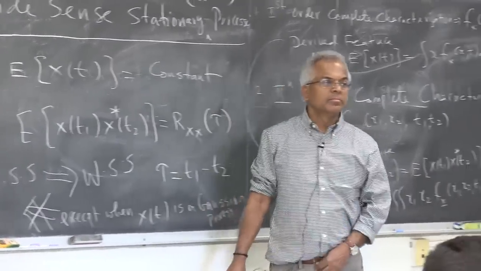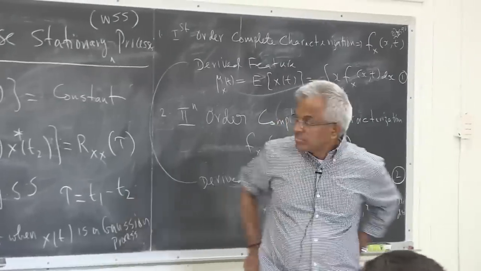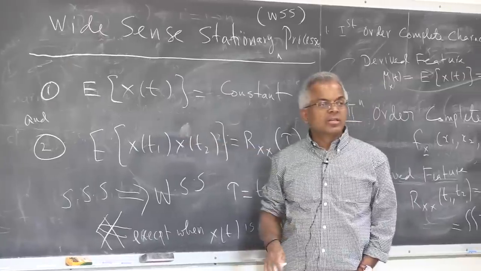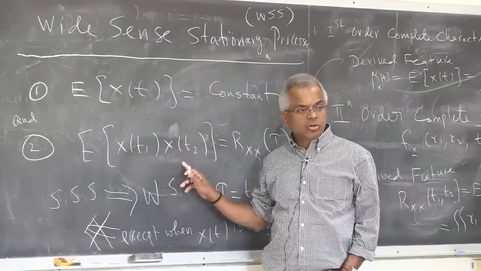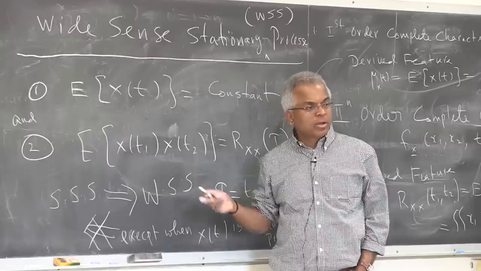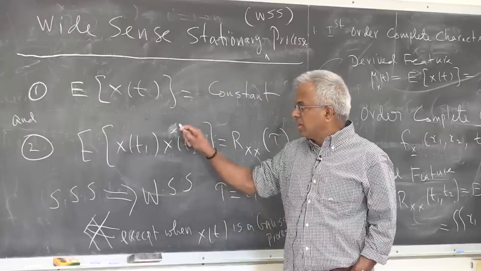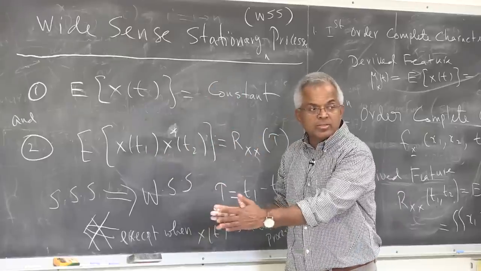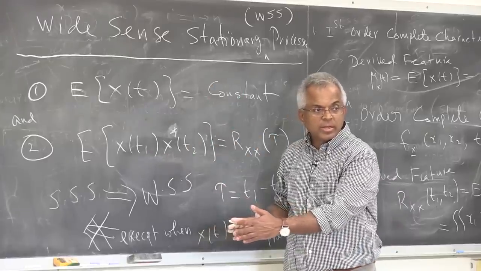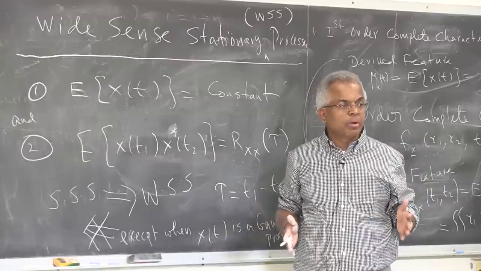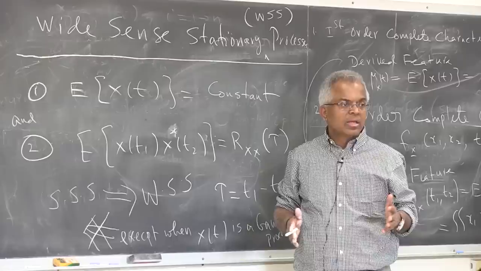Well, yeah, what does the star mean over there? Well, I explained to you. If the process is a real process, then this is the autocorrelation function. When we have a complex process, we want the star here. So that, look here, when t1 equals t2, this becomes the absolute value of x of t squared, right? So that will be the power, a real quantity.